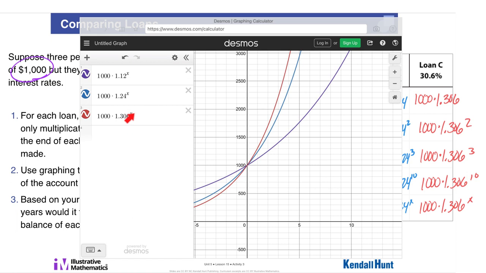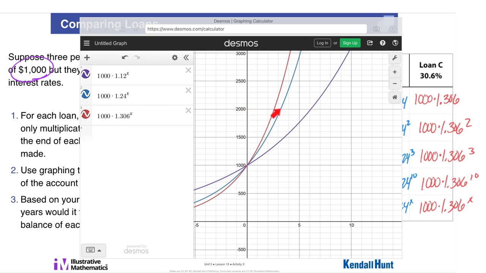Here I've graphed those 3, and this is the 12% line, the blue line is the 24% line, and the red line is the 30.6% line. So you can see that they're all starting at $1,000, but they're changing differently. And your book asks you the last question, based on your graphs, how many years would it take for each account to double? So from 1,000 to 2,000.